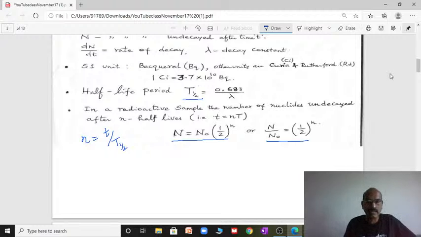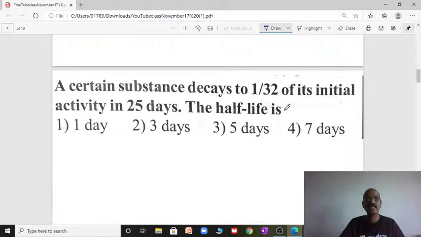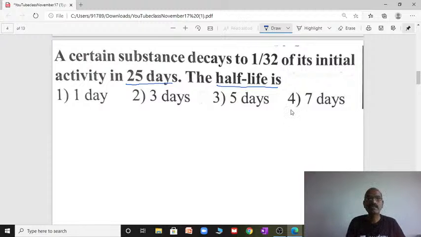Let us start today's radioactivity MCQs, the important ones which appeared frequently, similar models in all the competitive examinations. Let us start the first question of radioactivity. Here it is. A certain substance decays to 1 by 32 of its initial activity in 25 days. The half-life is? Try to understand the question clearly. A certain radioactive substance radiates 1 by 32 of its initial activity in 25 days. What is the half-life?